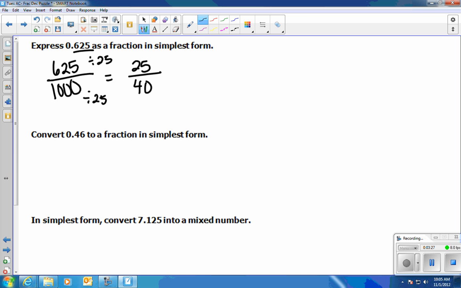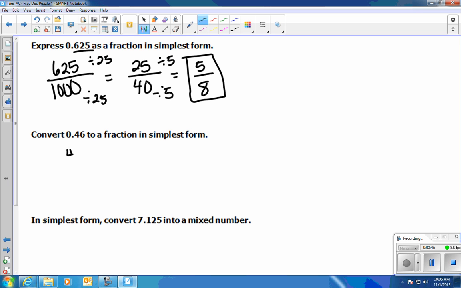All right, so unfortunately that didn't take care of everything. We still have some more that we can simplify. This is divisible by 5, just like this is divisible by 5. So 5/8 is my answer.